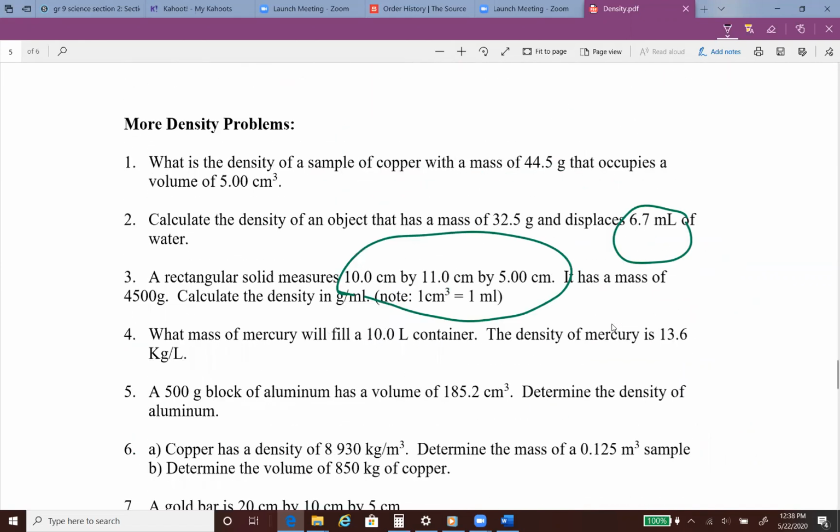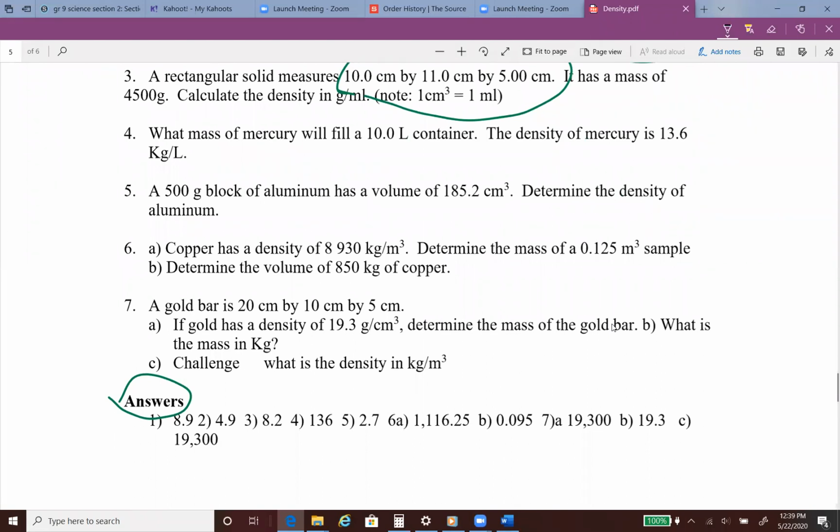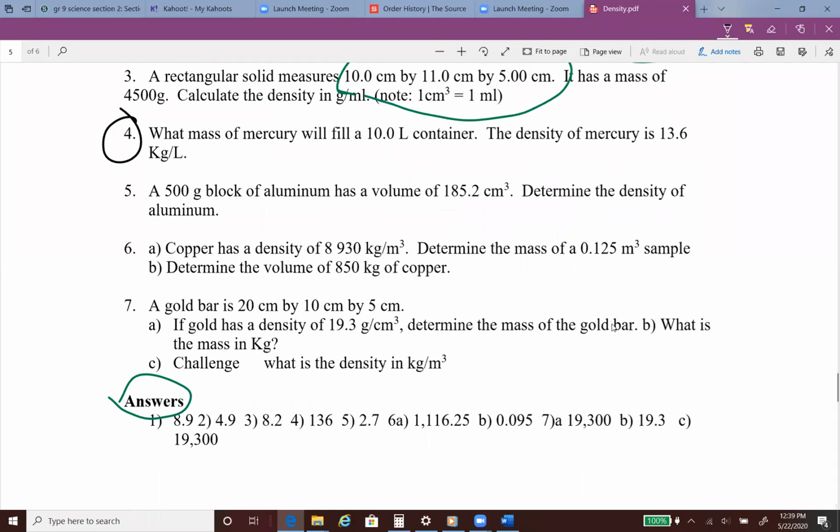So this is what was assigned last time. These are practice questions. These are the answers. So we can actually maybe, for example, take up a question like number 4 as a way to review, right? So number 4 says, what will the mass of mercury be if you fill a 10-liter container? Now, remember, mercury is actually a liquid. It's the only metal that's actually a liquid. So if it fills a 10-liter container, that means that its volume is 10 liters. So what would the density be of mercury? Okay, well, the density of mercury is its mass over its volume.